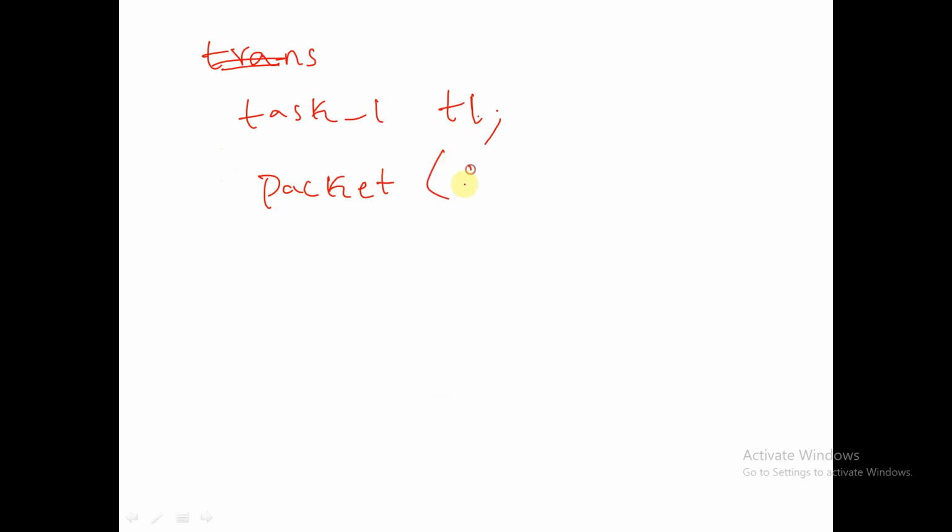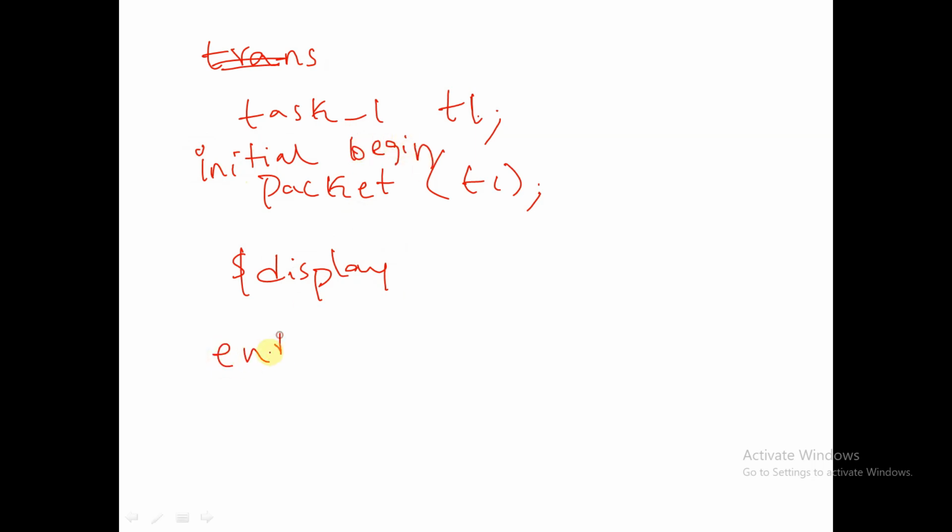if I create a handle called t1 of test_1, and I'm calling the task called packet, and I'm passing the handle t1, and if I display, so this is all within the initial begin block, initial begin, end, $display t1.addr.